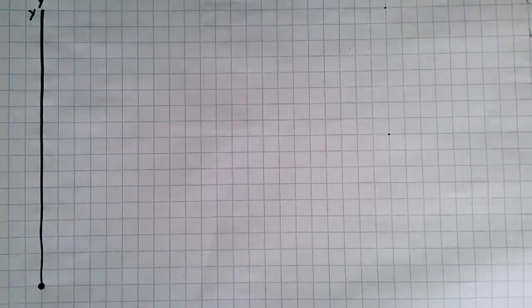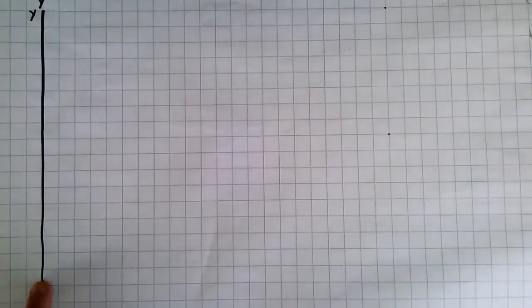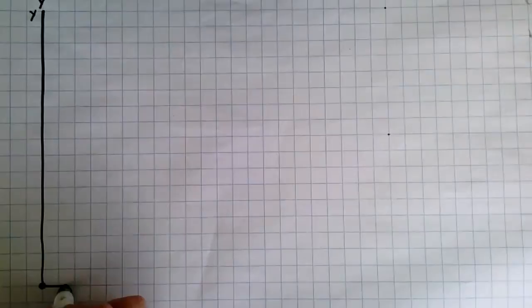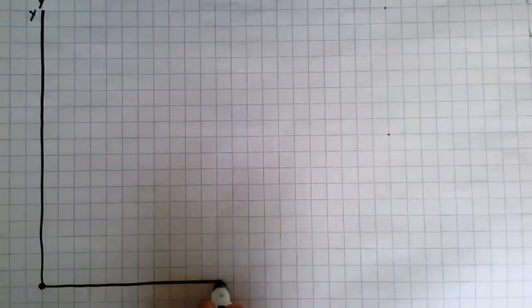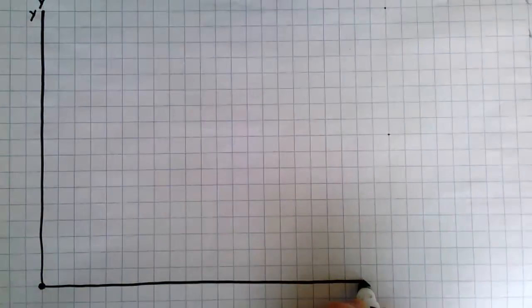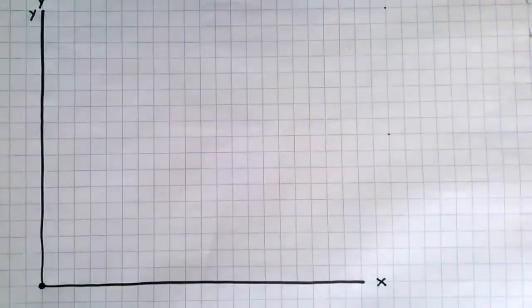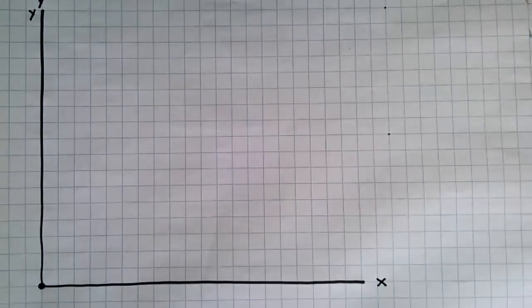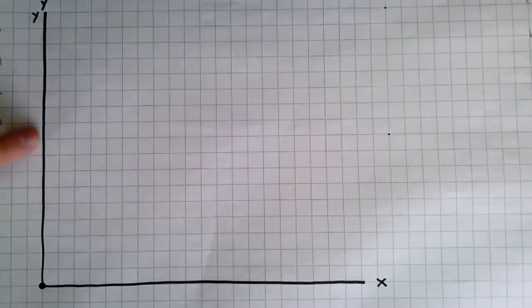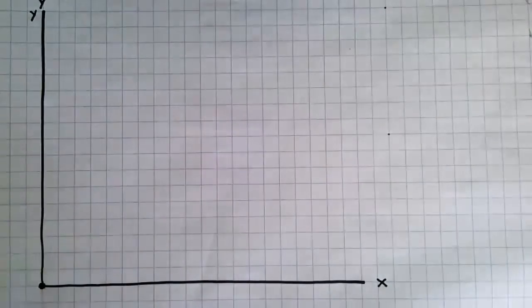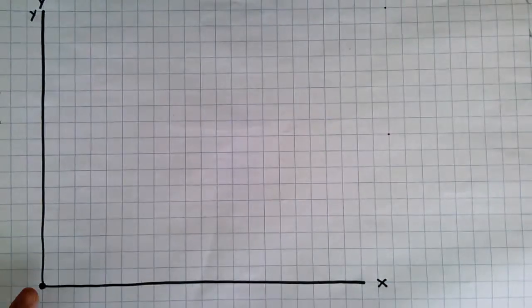Perfect. And going left to right, we're going to do the x-axis. And we're going to draw that in too. Okay, you have probably all done this before, but I just wanted to make sure you have in mind that the y-axis goes top to bottom on the page and the x-axis goes left to right. And we have our 0, 0 point, which we call our origin.